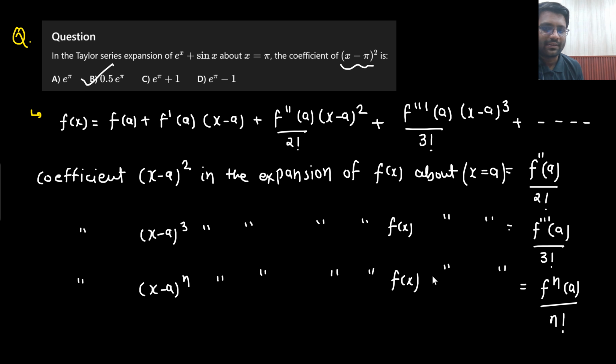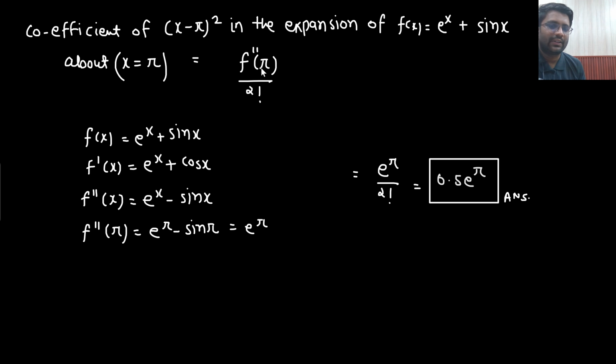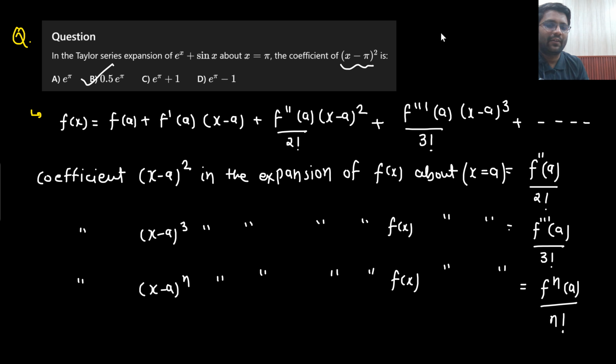How to do the expansion? Okay, so write down f(x) in this manner. You don't need to write it down. If they are asking about a coefficient, then you will just remember the method. If they are asking the coefficient of (x − pi)^2, then do the differentiation twice, put x equals pi, and divide by 2 factorial. If they would have asked (x − pi)^n, do the differentiation n times, put x equals pi, and divide by n factorial.